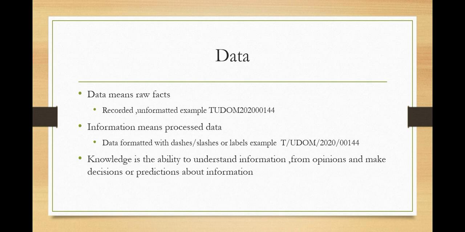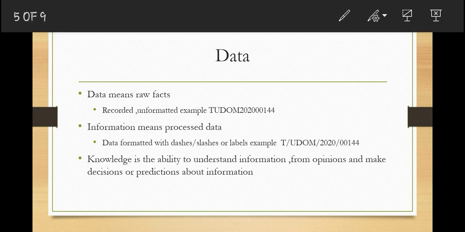For example, we could be asked what this means here. We have TUDOM 2020000144. You cannot tell what it means.